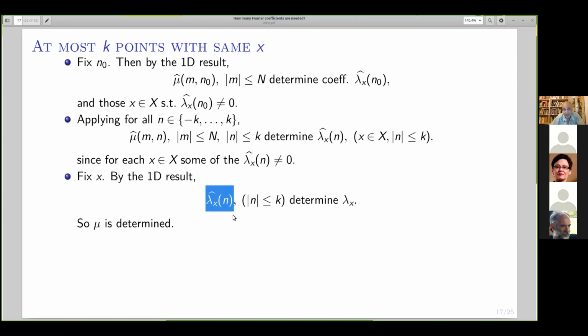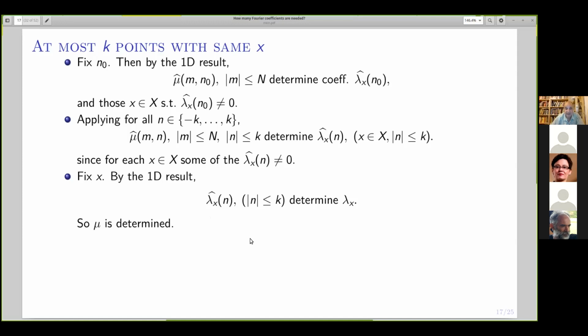Why do they determine lambda? Because lambda sits on at most k points. So you only need to look at minus k through k Fourier coefficients. So if these are all 0, then your measure lambda was 0 to begin with, so it wasn't there. So every point in the projection will show up in some of those, for some of those n here.